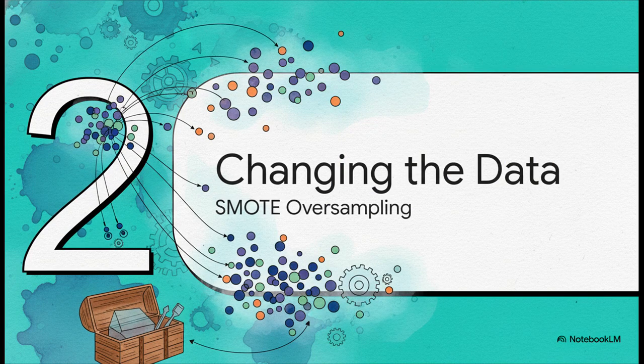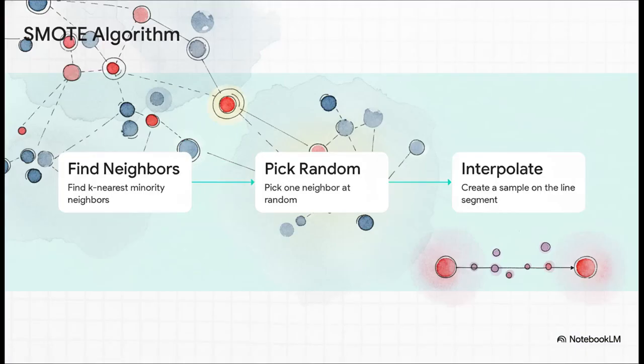Moving right along to Section 2, changing the data using SMOTE. So if the data is incredibly skewed, what if we just fundamentally alter the dataset itself? And this brilliantly illustrates how clever data science can be. Enter SMOTE, which stands for Synthetic Minority Oversampling Technique. Instead of just lazily copying and duplicating existing minority samples, which, let's be real, easily causes your model to overfit, SMOTE creates plausible, brand new synthetic minority samples.